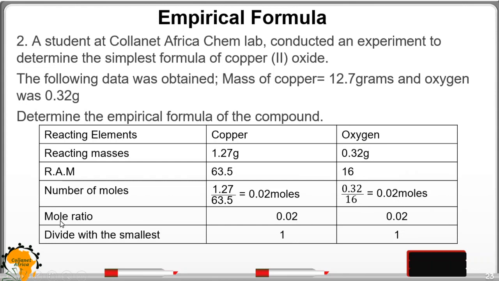So the mole ratio: you divide now by the smallest value, and the smallest value is 0.02, to get the mole ratio as 1:1 after dividing by the smallest value. So for copper II oxide, the empirical formula will be CuO.